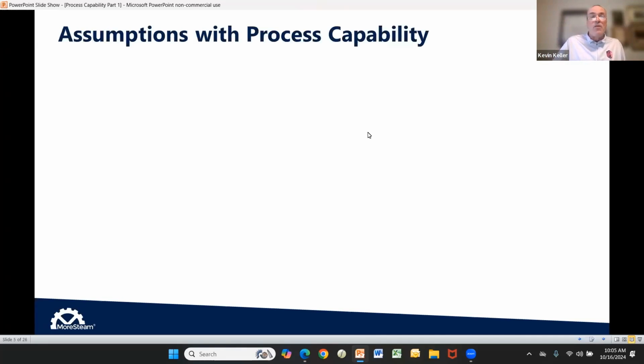So we're going to go with that. Now, the first thing we have to do is we have to talk about assumptions. And we all learn some of the assumptions, but we don't learn all of them. And so we're going to talk about all of the assumptions that go within process capability. Our data should be, and "should be" is probably in quotes, independent. Now, what does independent mean?